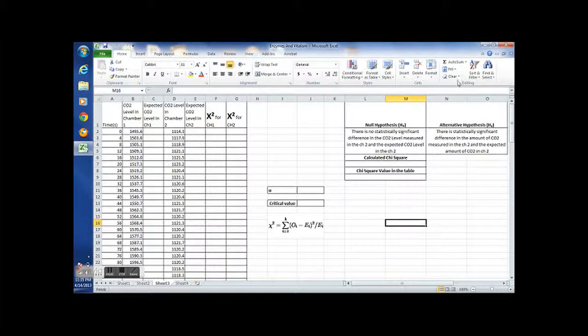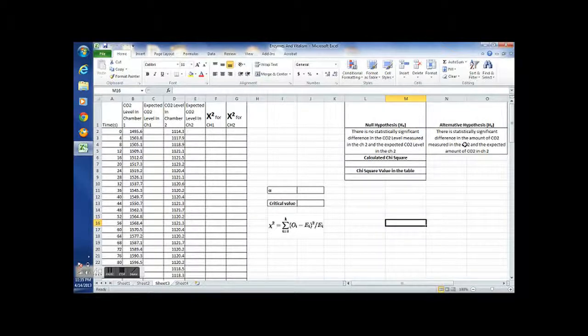If I accept a null hypothesis for this, that also means that there's no significant change in the carbon dioxide level and there was no chemical reaction happening here. But if I reject the null hypothesis, that means there's something happening here other than regular. So these are my hypotheses for chamber 2.